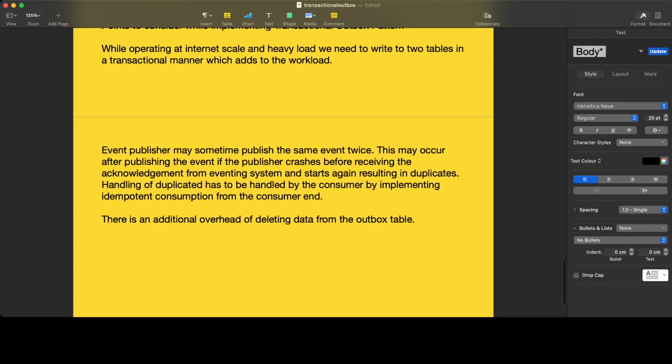The other point to consider is the additional overhead of deleting the data from the outbox table. This is optional. If we have enough storage and know how to handle the data stores efficiently, we need not delete it, but we might have to come up with a way to delete the data from the outbox table as well. If we are deleting it, there is an additional overhead. These are the three points that we need to consider while implementing this transactional outbox pattern. It is a very useful pattern, and it helps us to atomically notify the customers while eventing out. But there are some points that we need to consider.